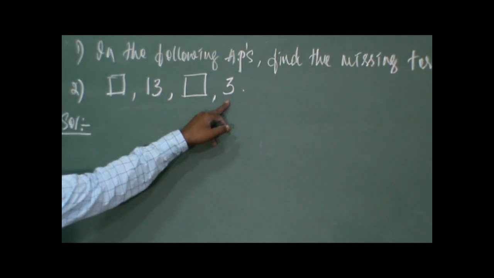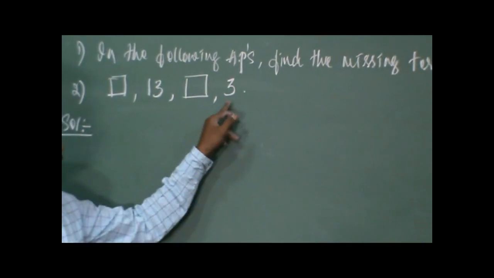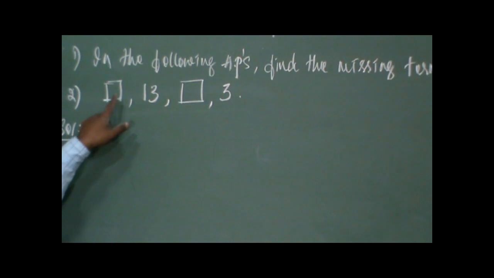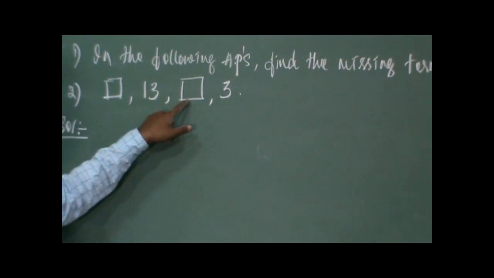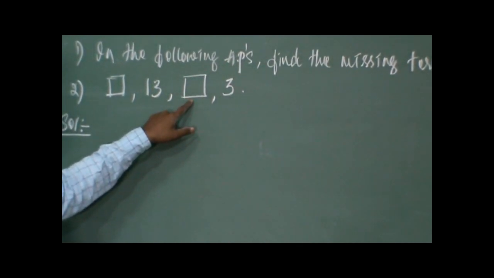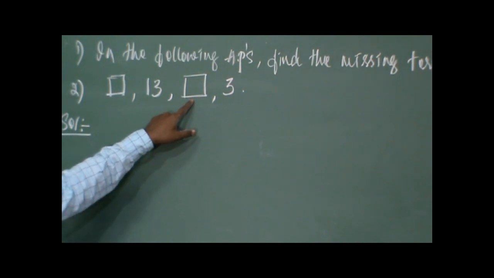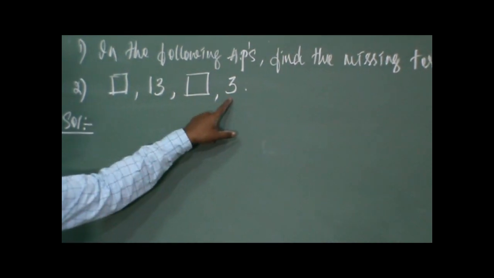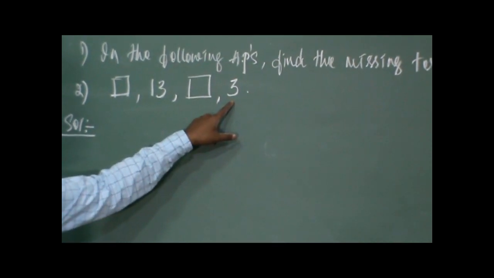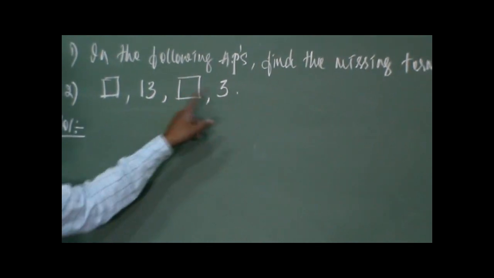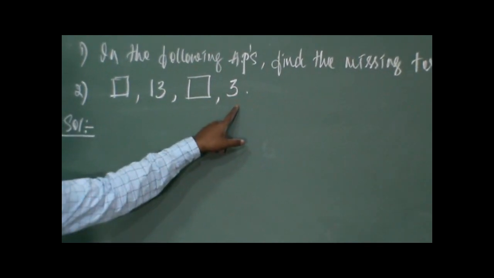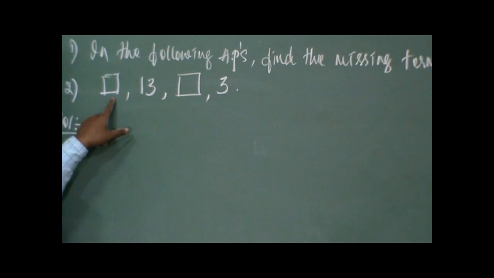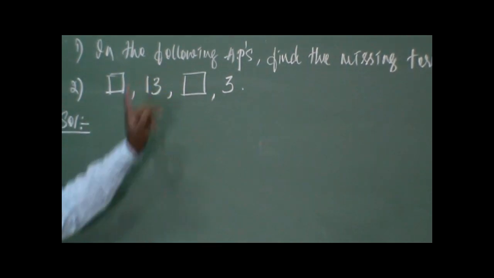Once again the same theoretical part repeats. If you want to find out the third term, then you need the value of A and D. First we will find out the value of D using the second term and fourth term. Then we will substitute that value in any one of the terms. Then we will get A. Then we will find out the third term.